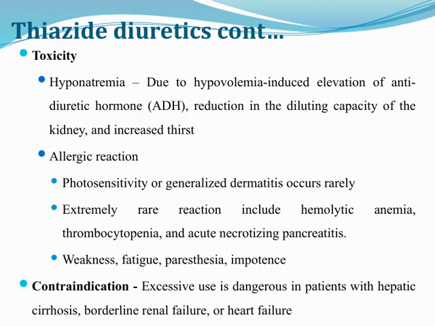Patients might also experience side effects like weakness, fatigue, or paresthesia, those abnormal sensations, and in men, impotence can sometimes be an issue. It's crucial to remember that excessive use of thiazides can be particularly risky in patients with hepatic cirrhosis, borderline renal failure, or heart failure, because their fluid and electrolyte balance is more fragile. So, while these medications are effective, careful monitoring and understanding of these potential toxicities are essential for safe therapy.